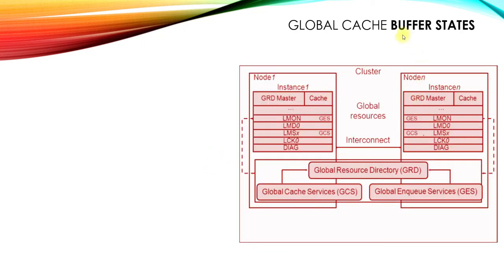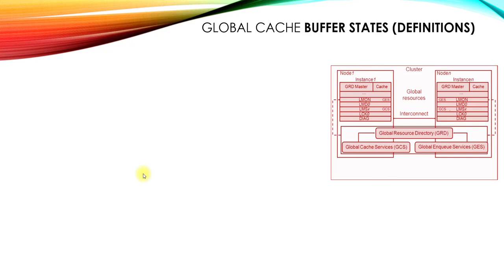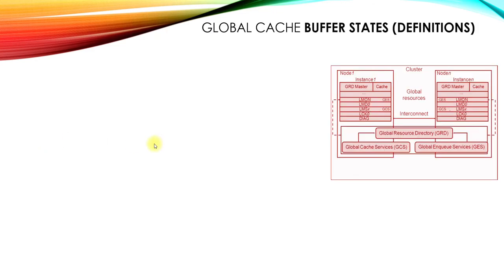So there are different cache buffer states. During the request and the copy from one node to another, there will be different cache buffer states. If you want to query that in SQL*Plus, we can use the dynamic performance view V$BH, column STATUS, to get the buffer states. Important buffer states are shared current (SCUR), exclusive current (XCUR), consistent read (CR), and past image (PI). Let's define these.